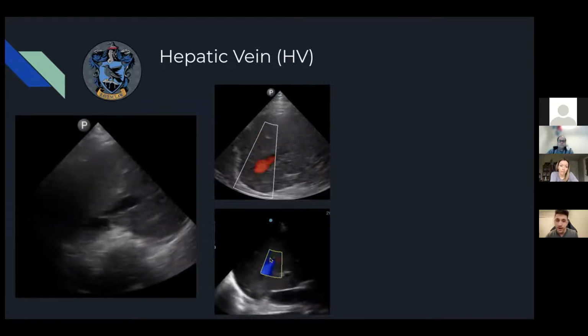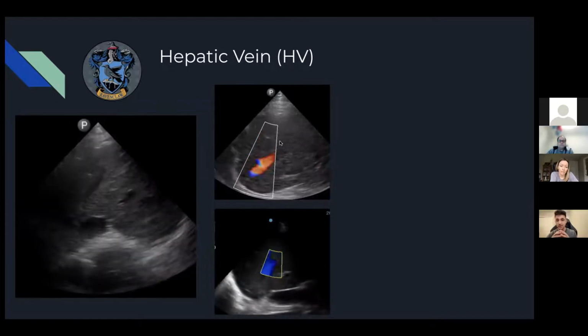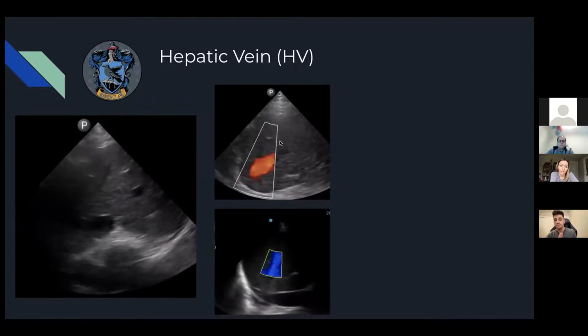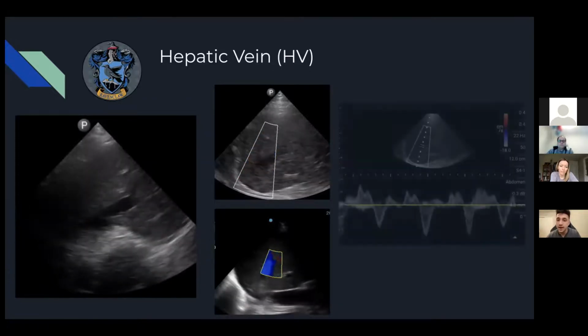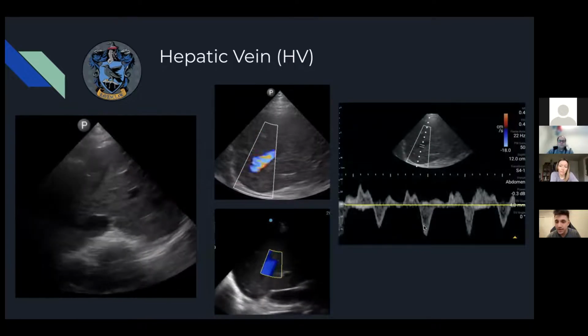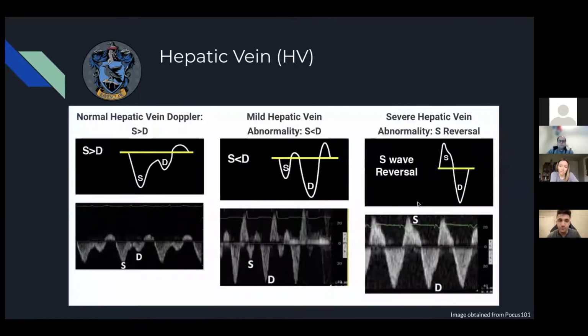And the final step of the VExUS, when we're interrogating these vessels, is to then put pulse wave Doppler and get a nice signal. So that's what Mike's done here, and he's gotten a really nice sort of flow reversal pattern. So how do we grade each vessel? For the hepatic vein, we're looking at the S and D waves, S correlating with systole and D with diastole. Normally, our systolic wave is greater than diastole. As we get more and more abnormal, we'll initially start to see the D wave get larger than the S wave. And then finally, we actually see S wave reversal here. These are pictures obtained from POCUS 101 that have a really nice article on this.